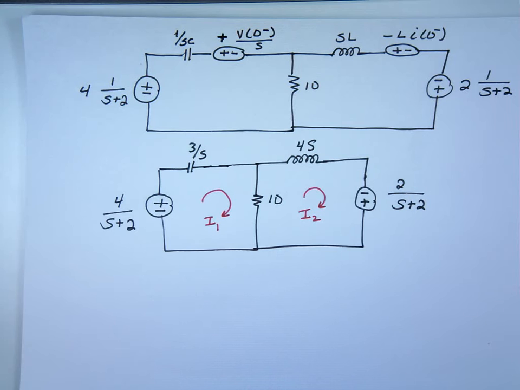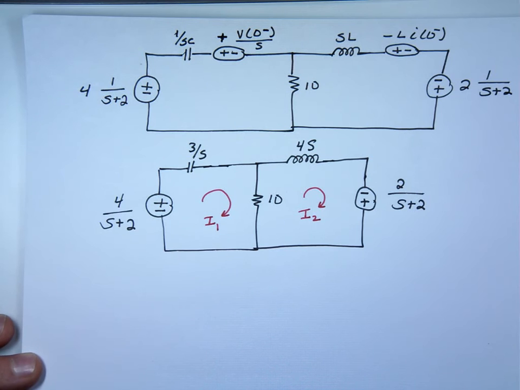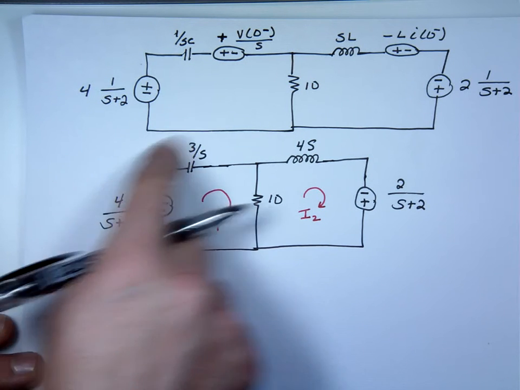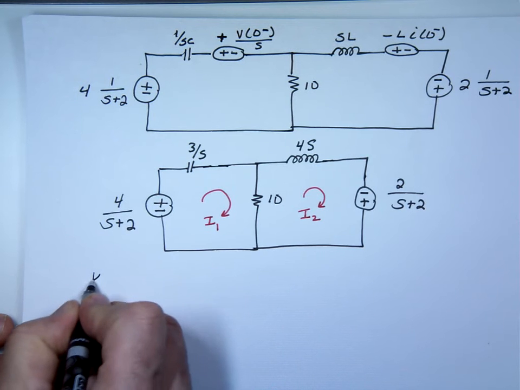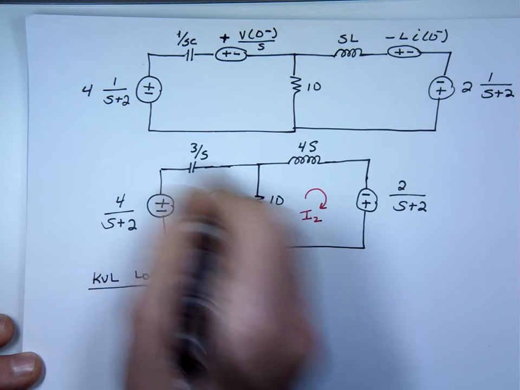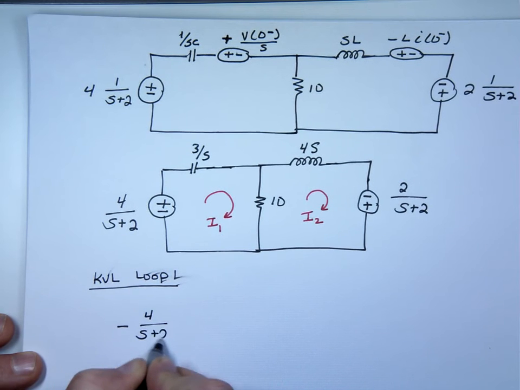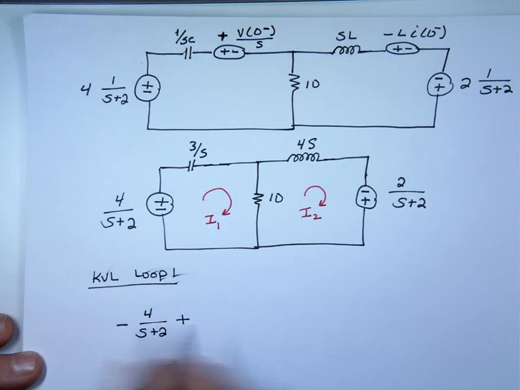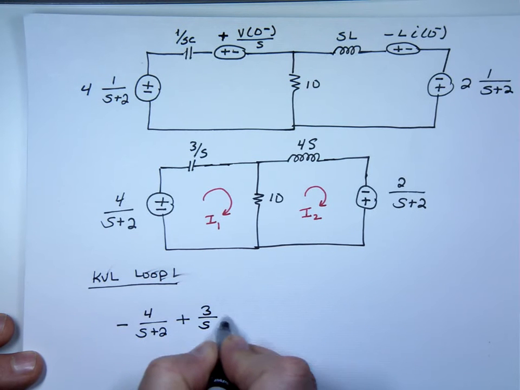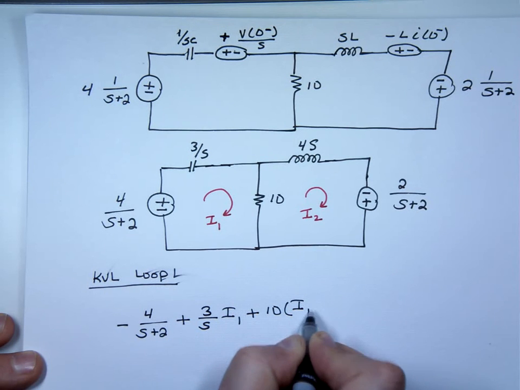Let's solve the circuit now in Laplace. All the stuff we learned, circuit 1 and circuit 2, is still good. We can do KVL here. Sum of the voltage in a closed loop is 0. Let's try this one. KVL, loop 1. Right here. That's a negative 4 over s plus 2, plus 3 over s times I sub 1, plus 10 times what? I sub 1 minus I sub 2.